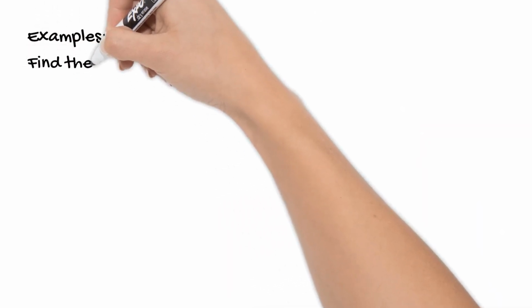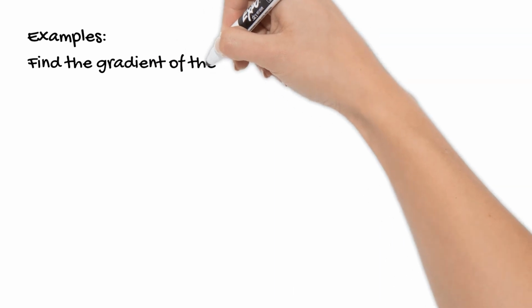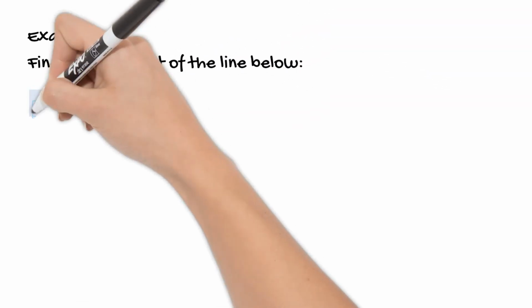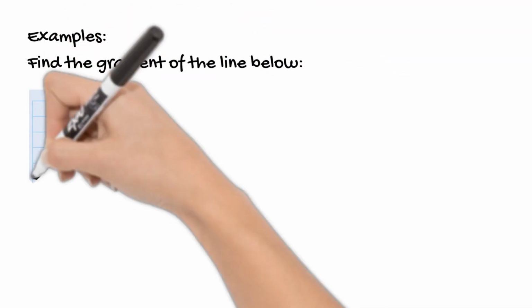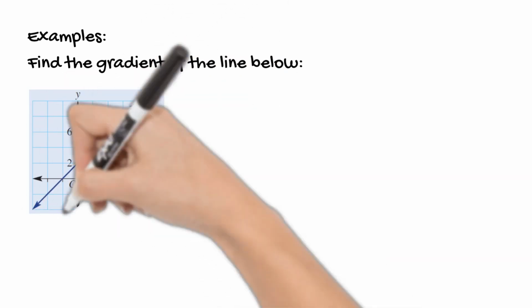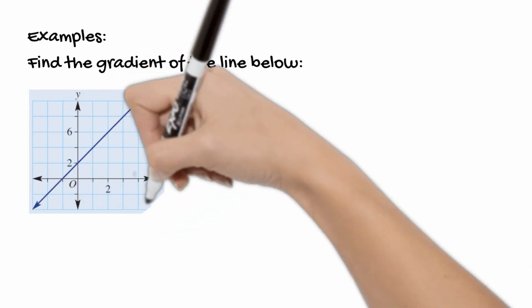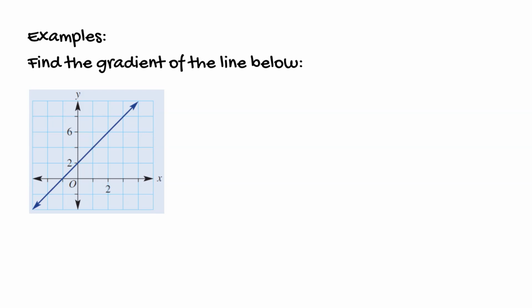Putting all this into practice now, we're going to have a look at some examples. So we're being asked to find the gradient of the line below. Now you can see just looking at that line that it has a positive gradient, because it slopes upwards from left to right.